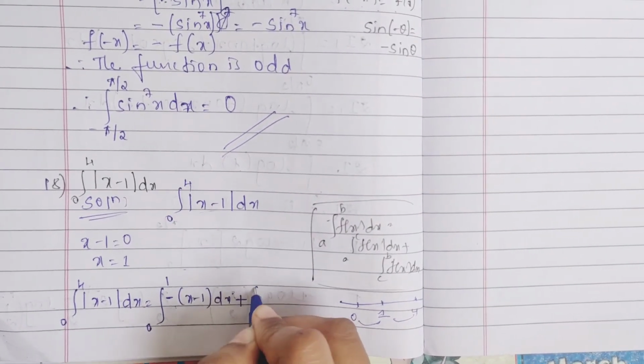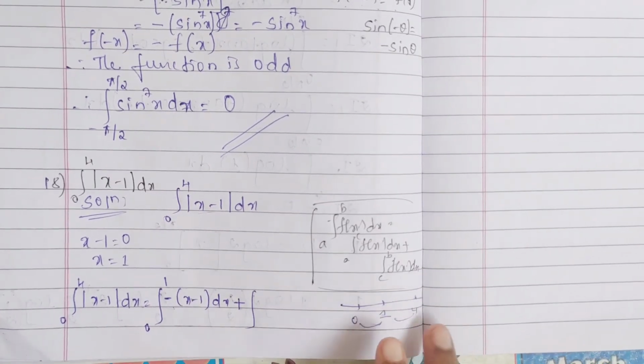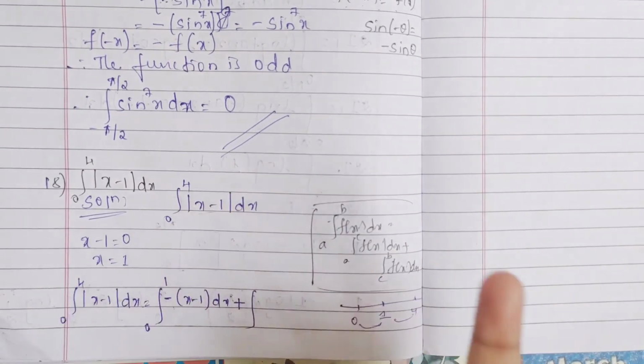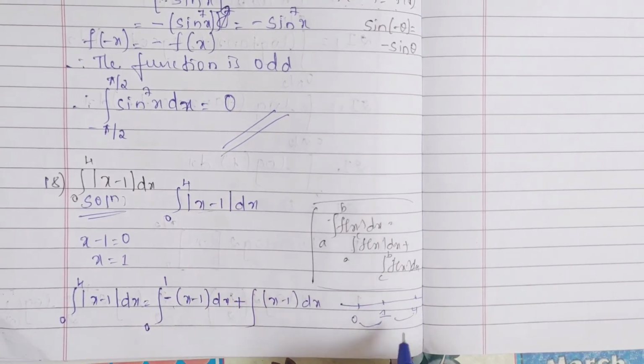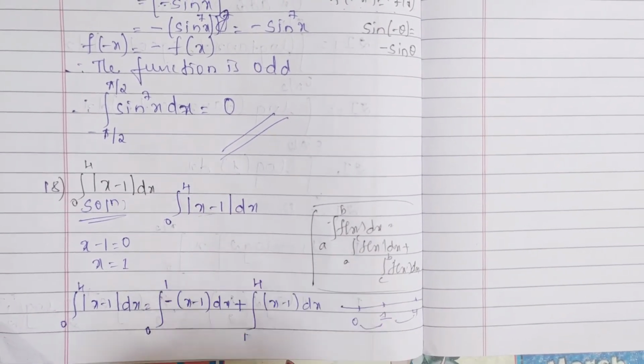Plus second, between 1 to 4, any number if you take, say 2, 2 minus 1 is 1, so you will get what? Positive. So x minus 1 dx, and your interval is from 1 to 4, right? So now you have done it.